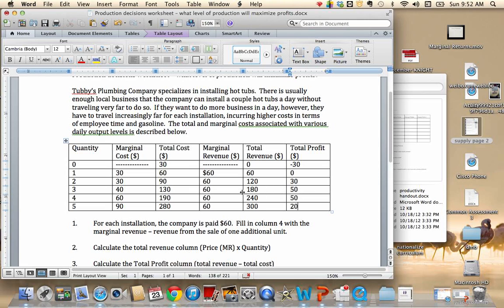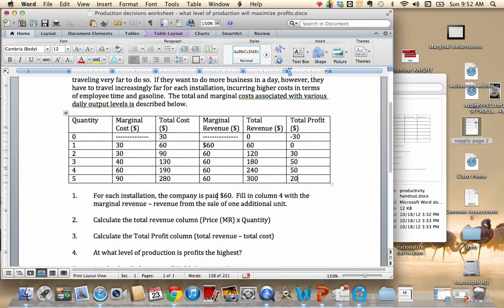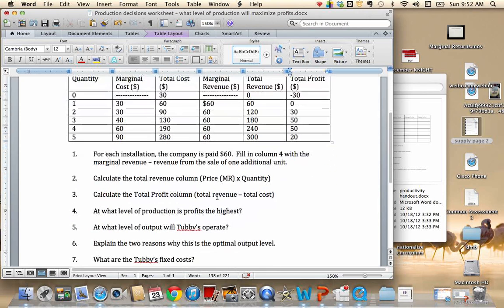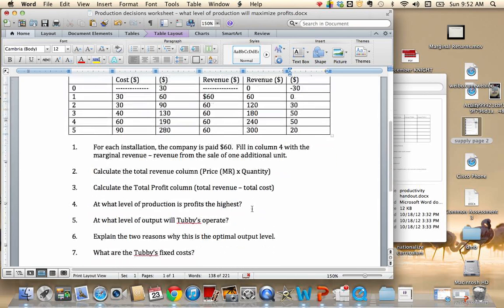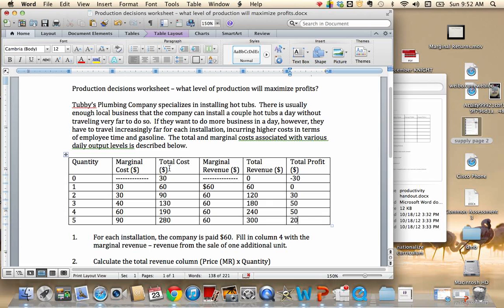So we're going to come back and find where is our marginal revenue and our marginal cost the same. At 4 units, our marginal costs are 60, our marginal revenue is 60, so at that point we are going to produce at 5 units, or we're going to install 5 units. And then what are the fixed costs? We know the fixed costs. When you produce 0, what is it that it's costing you? It's $30.